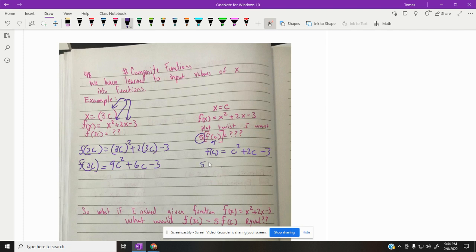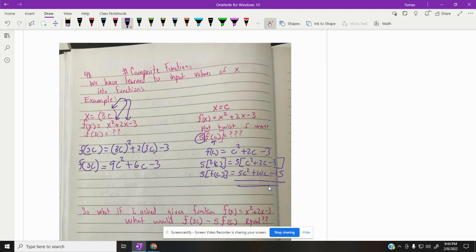But now we have this 5 on the outside. So that means what happens is I am multiplying my entire function by 5. So I'm going to take everything I have and I'm going to multiply by 5. So my function is going to change. So 5 times c squared is 5c squared. 5 times 2 is 10c. And 5 times negative 3 is negative 15. And there you have it.